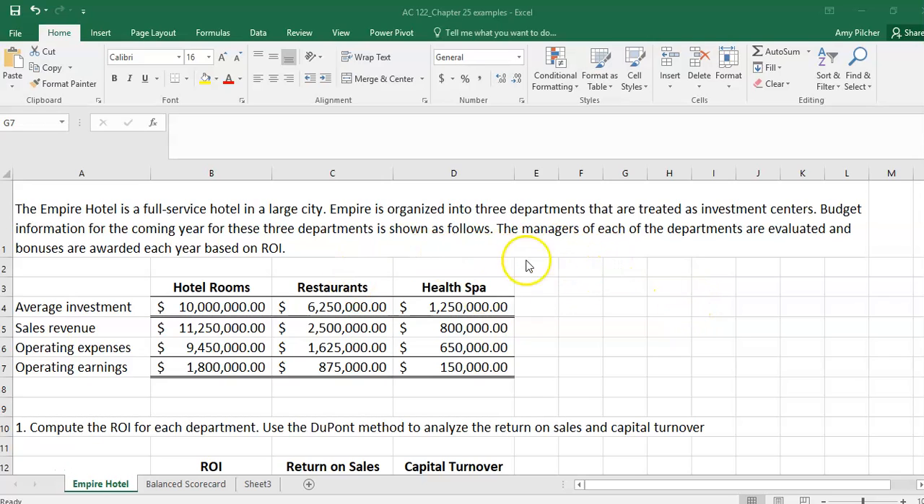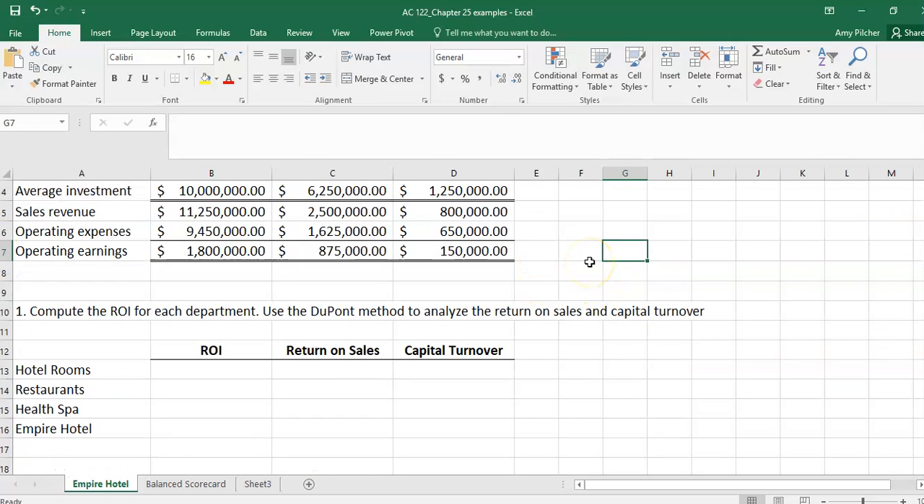Chapter 25, Examples for Principles of Accounting 2. In Chapter 25, we look at performance evaluation of individual divisions and some of the measures that we use for evaluating performance for managers. So one of the key measures we use is return on investment.